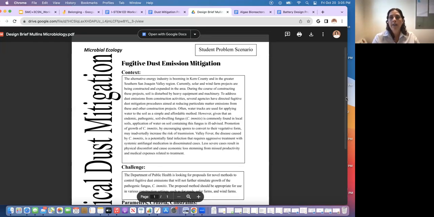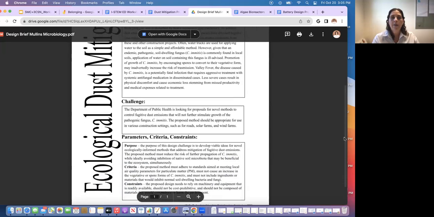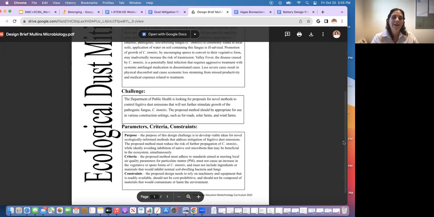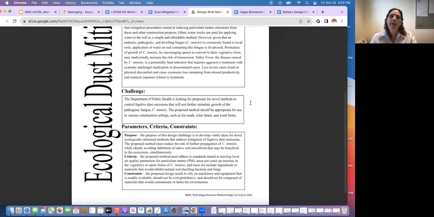The idea here is that this is a hypothetical challenge. It's not a real one, although I would like to see it be a real one. I proposed asking students for new methods to control fugitive dust emissions that wouldn't further stimulate the growth of this pathogenic fungus. It would have to be a method appropriate for a variety of construction settings, not just solar farms and wind farms, but also road construction or high-speed rail construction.